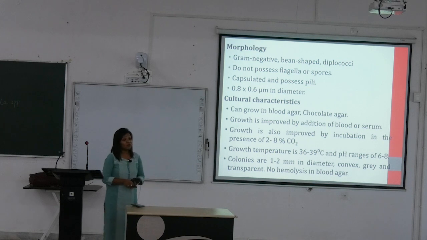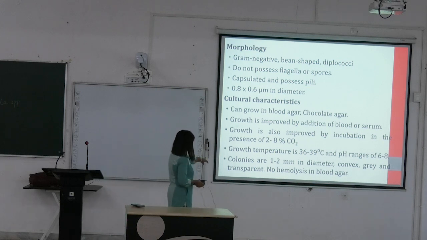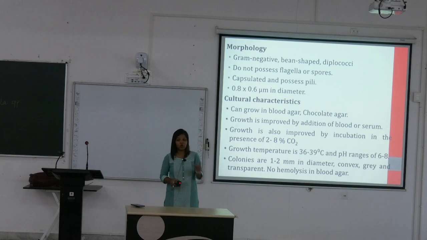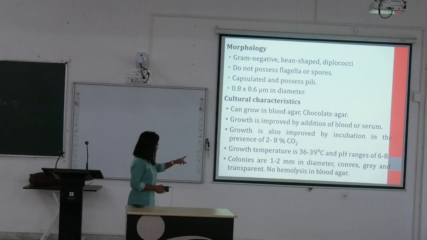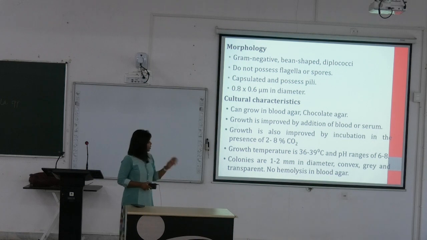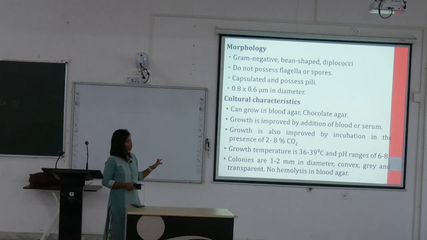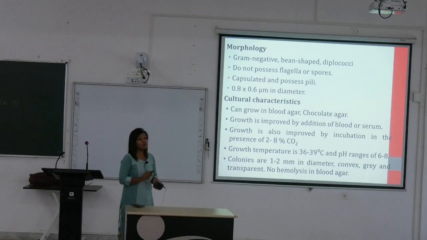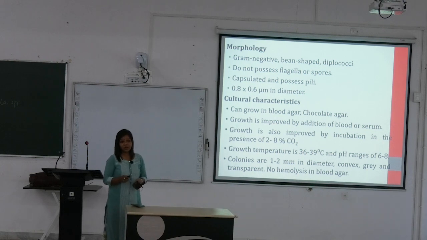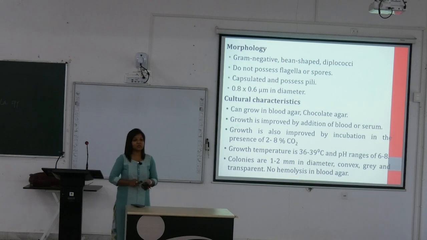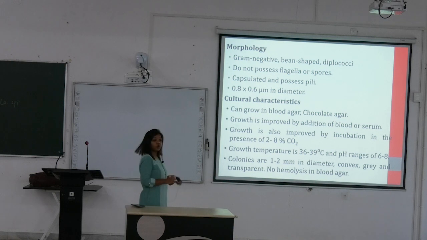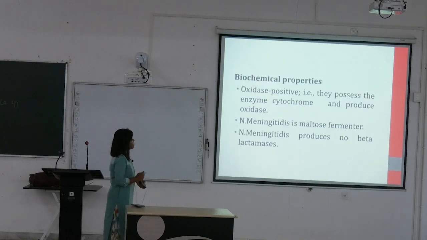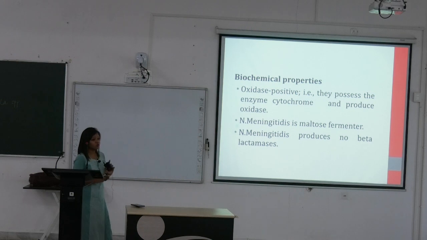Okay, and another thing, this is the colony type, and one is bacterial morphology, another is colony morphology. Colony morphology ki colonies are 1 to 2 millimeter in diameter, convex, gray and transparent. Okay, no hemolysis seen on blood agar. Okay, hemolysis কাদের কাদের দেখা যায়? Staphylo, Strepto, ঠিক আছে, there is no hemolysis. Okay, biochemical properties told, oxidase positive.